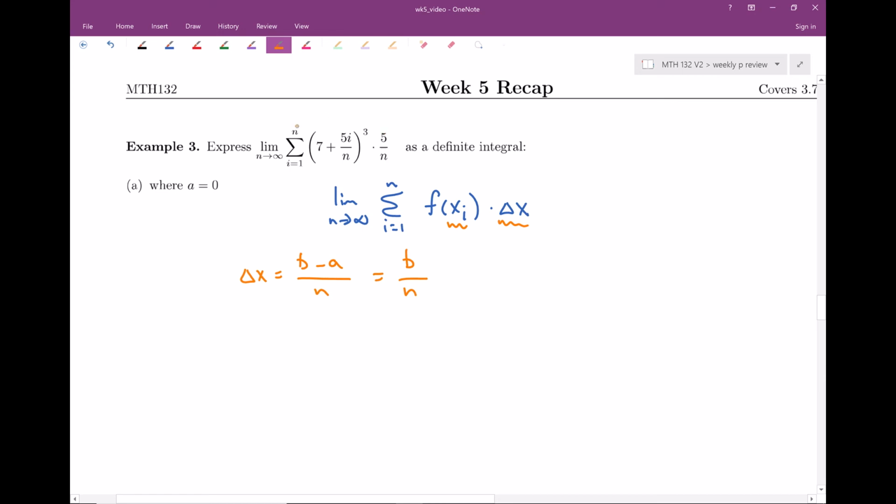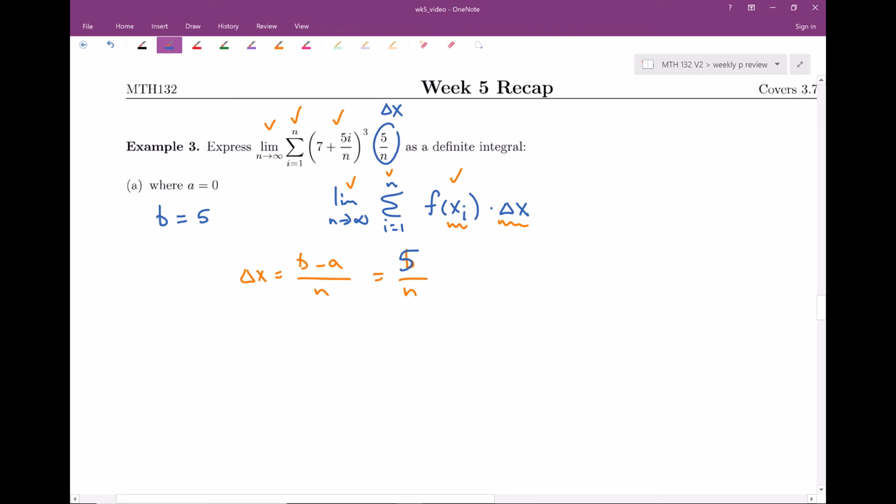And so I scan this and see there's a limit, a sum, and a relatively complicated function here. Then over here, I see 5 over n. I'm looking for something where delta x should look like b over n, so a good choice for b would probably be 5. If a equals 0, then b equals 5, and that would make this 5 over n.